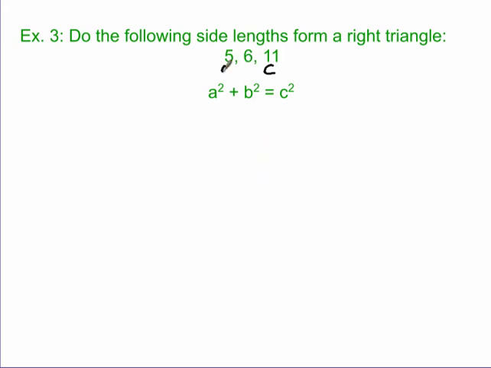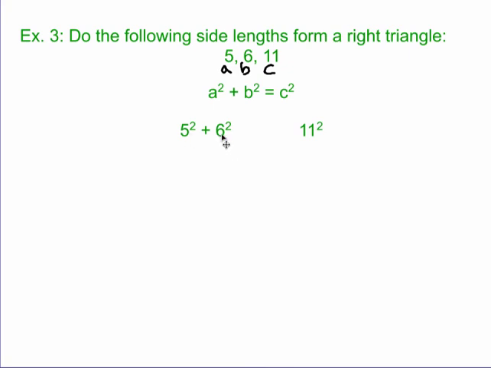A and B, it doesn't make a difference. They can be either one. I'm going to say 5 is A and 6 is B. So now I need to plug these three side lengths into my equation here and see if it's true. If it's true, if it works, if I square these and they equal squaring 11, then these do form a right triangle. If it's not true, then they do not. So let's plug them in.